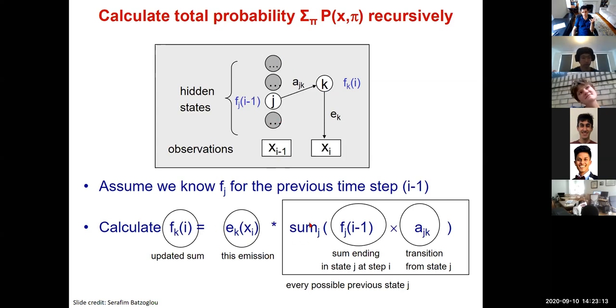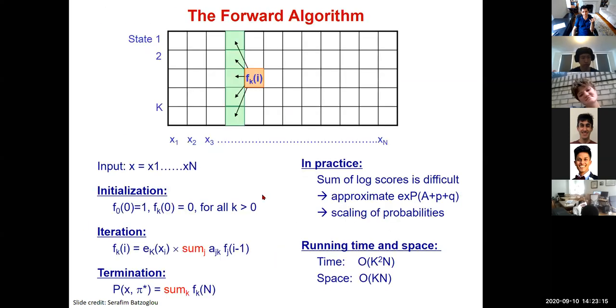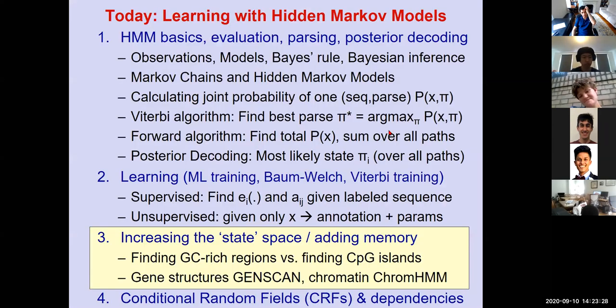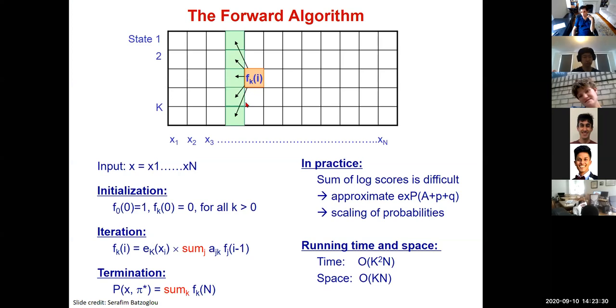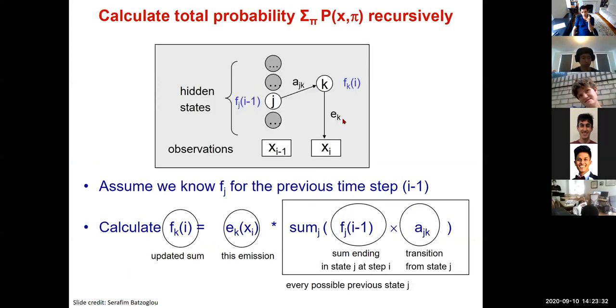And that sum I can calculate exactly in the same way by initializing with zero to everything and then summing through all the way to the end. And in the end, instead of just taking the maximum, I'm just gonna sum up all of these probabilities. And that's gonna give me the total probability of going through my model.